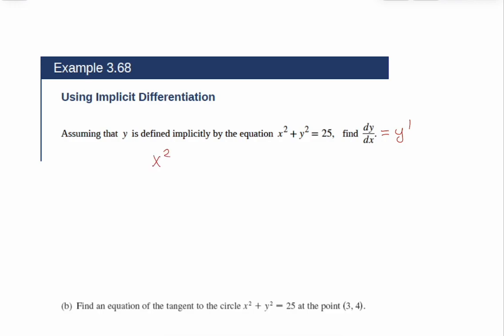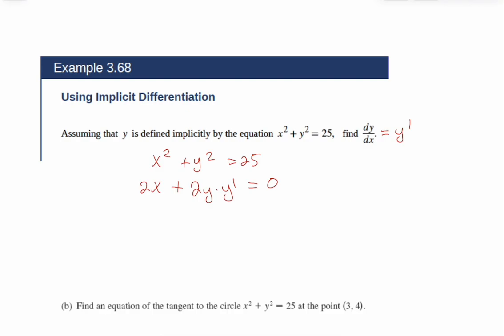So if we have this function, you'll notice it does not say f of x equals or y equals. We can't technically solve it in a good way for y. So this is what we're going to do. We're going to take the derivatives of x's and constants like normal, but if we take a derivative of a y, we tack on a y prime. So this is going to be 2x plus 2y times y prime equals 0.